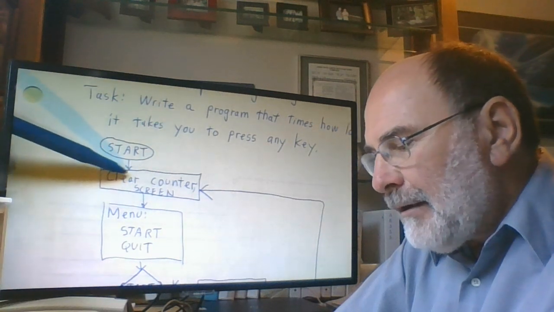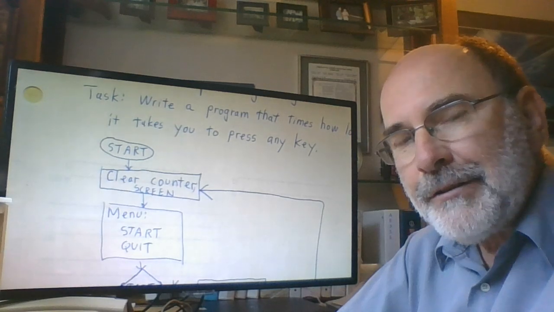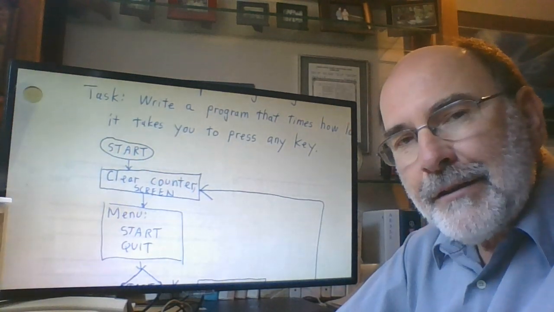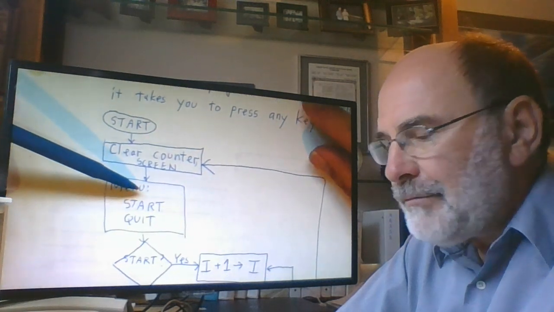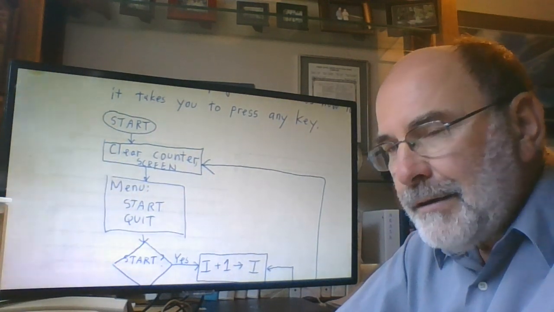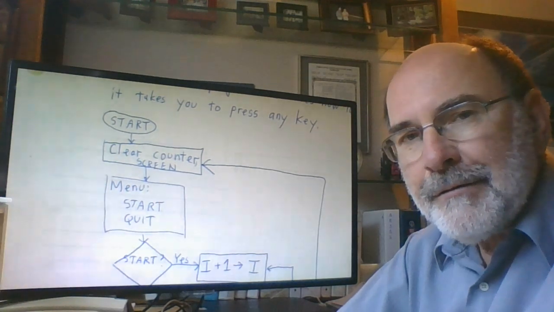And here I said the first thing you should do when you start this program is to clear any counter that you have, clear the screen on your calculator. Then bring up a menu, and the menu would give you two choices essentially. One is to start this timing program, and the second one is just to quit.